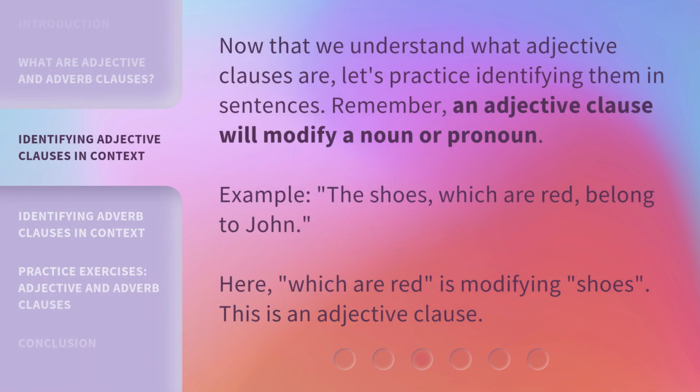Now that we understand what adjective clauses are, let's practice identifying them in sentences. Remember, an adjective clause will modify a noun or pronoun. Example, the shoes, which are red, belong to John. Here, which are red, is modifying shoes. This is an adjective clause.